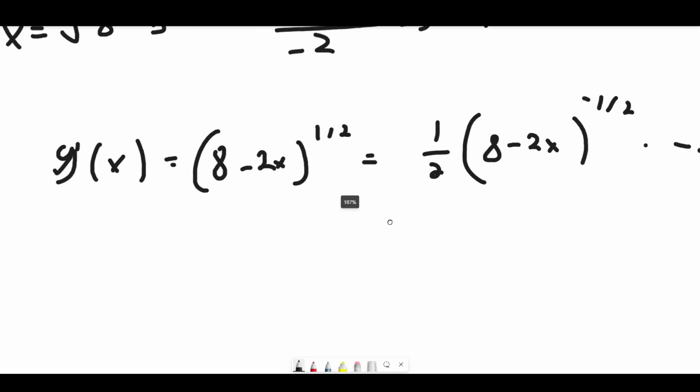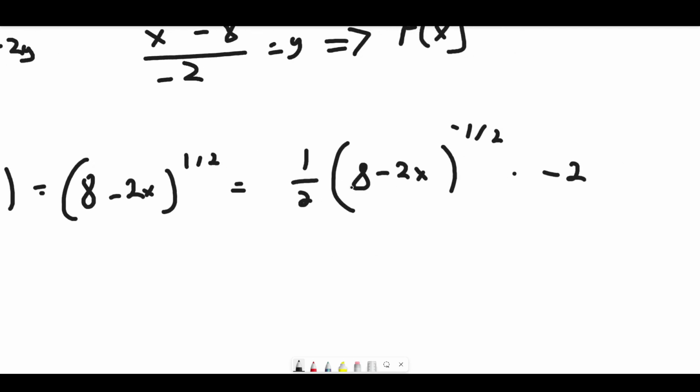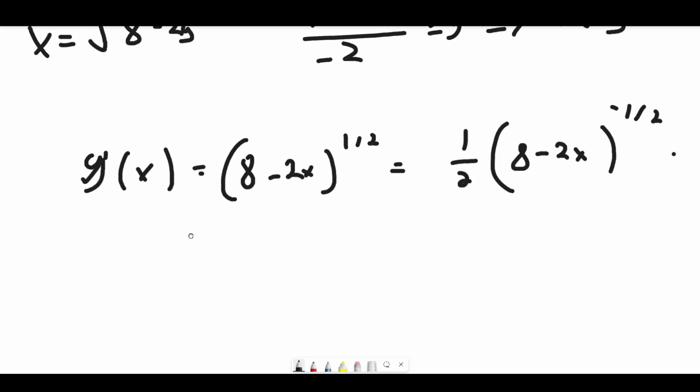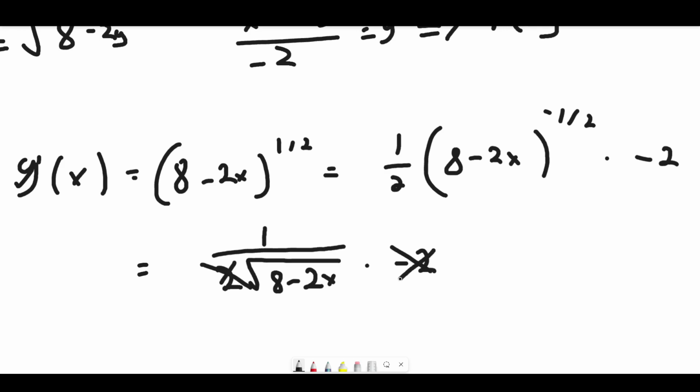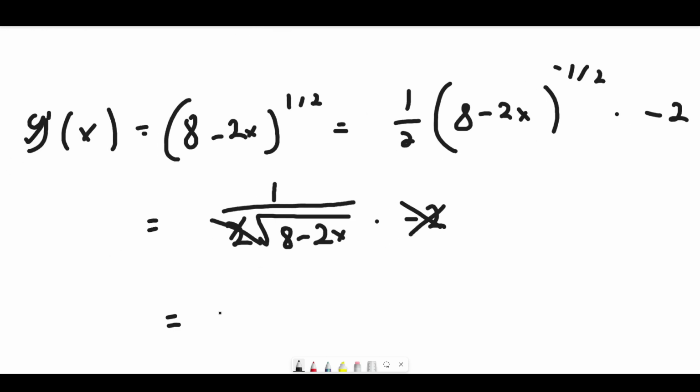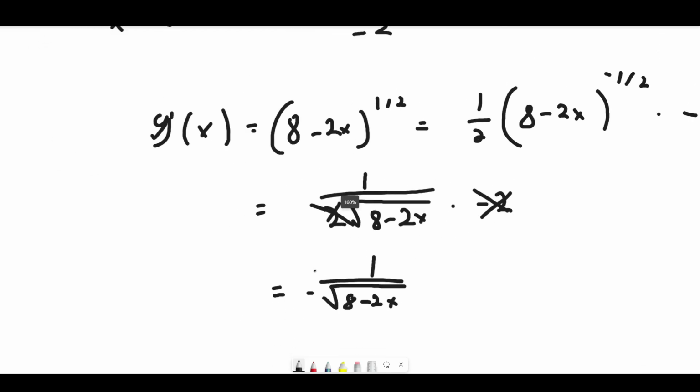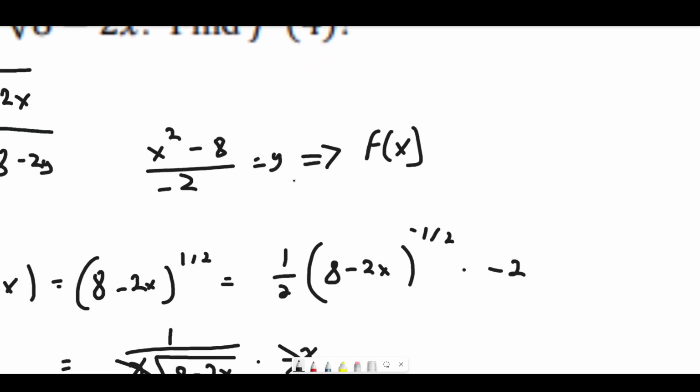So this is going to turn out to be, and then the 2's are going to cancel out. So I'm going to show you. This is the same thing as 1 over 2 times the square root of 8 minus 2x times negative 2. And because we're multiplying by negative 2, the 2's are going to cancel out, but the expression is going to become negative. So now you're just left with 1 over negative square root of 8 minus 2x. So we have our derivative of g of x, and we have f of x.